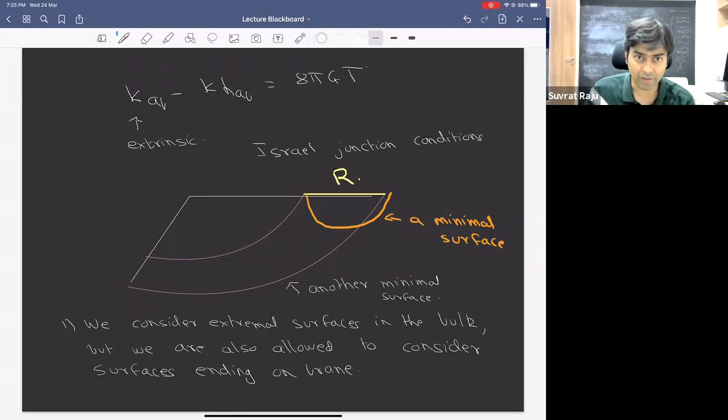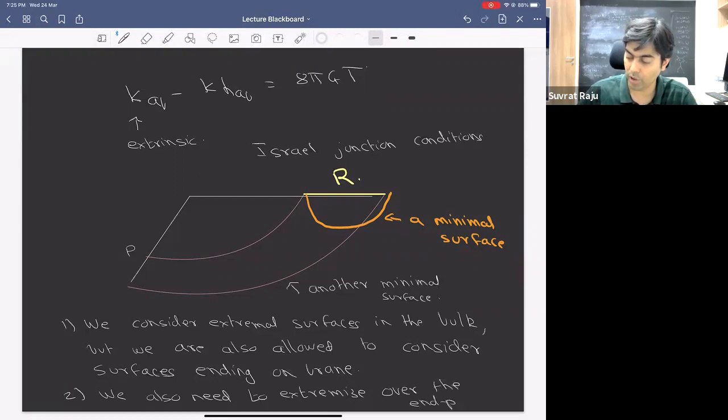Okay. There's a second thing. Here there are some endpoints. So there's some endpoint P. When you do this, of course, when you minimize the surface, we also need to extremize over the endpoint P. So it's not that you fix some point. You're not allowed to demand a surface that starts at some point in the bulk or some point on the boundary and ends at some given point on the brane. But you also need to extremize over the end point P, where P is this end point on the brane. Okay. So these are two rules.